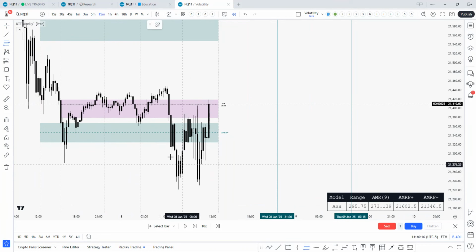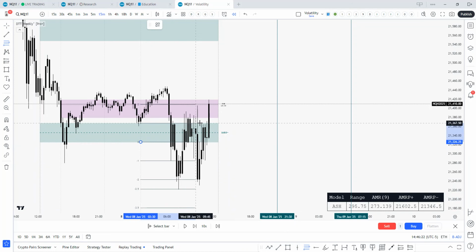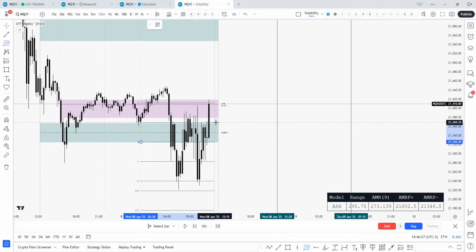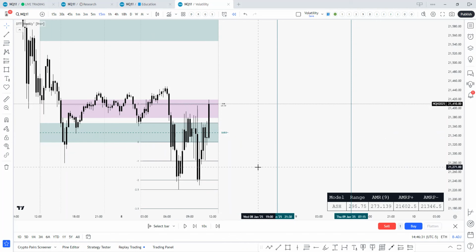When it starts to proceed lower or higher past AMRP, slap a standard deviation. There you go. It's that simple. Why does this work so well? Because again, it's based off data. So I'm just extending the data out. You can see how it taps -1, -2, -2.5. That's pretty interesting, right?